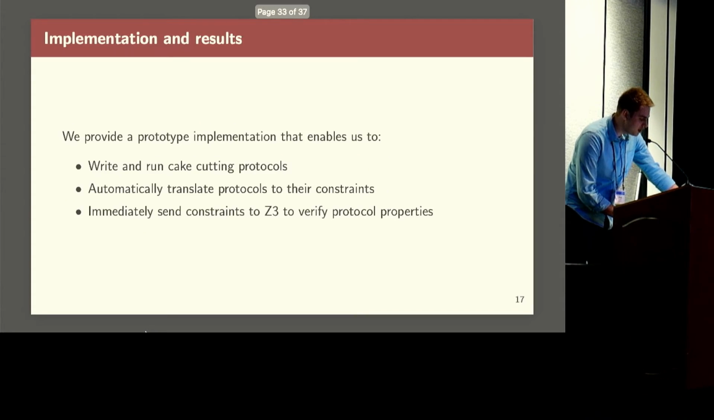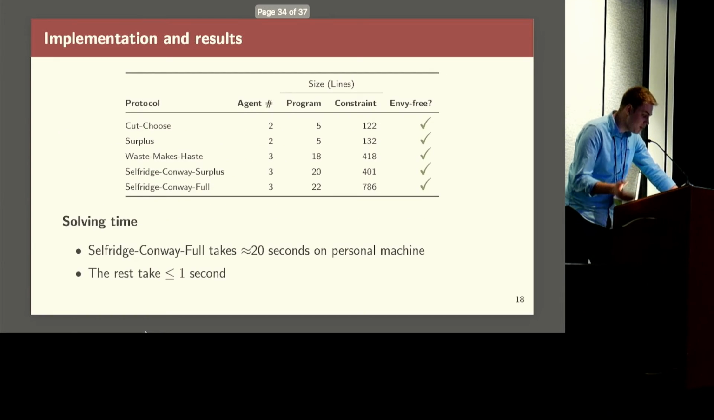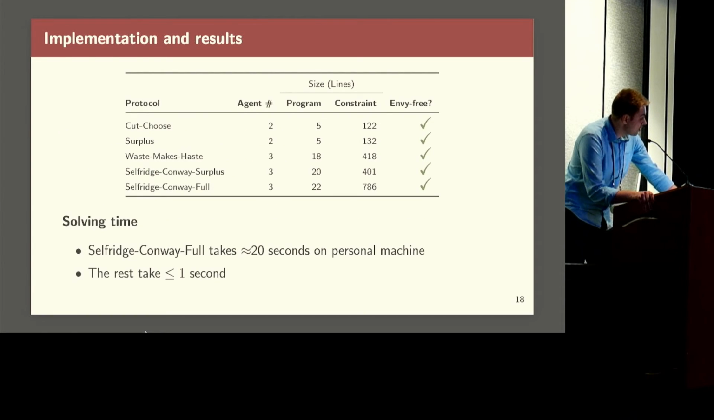So we provided a prototype implementation, primarily for proof of concept, that enables us to write and run cake cutting protocols and automatically translate those protocols into their constraints, and then immediately take those constraints, pair them with a property that we care about, and give it to Z3, an SMT solver, in order to actually verify that the protocol achieves that property. And so we've done that specifically for these protocols listed here for envy-freeness.